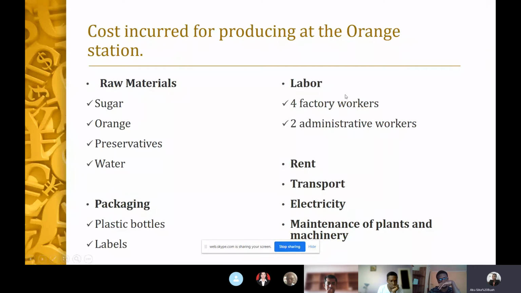For labor or staff costs, she has 4 factory workers and 2 administrative workers. And she also incurs some costs like rent or lease, transport, electricity, and then the maintenance of plant and machinery, or what in economics we term as the depreciation costs.